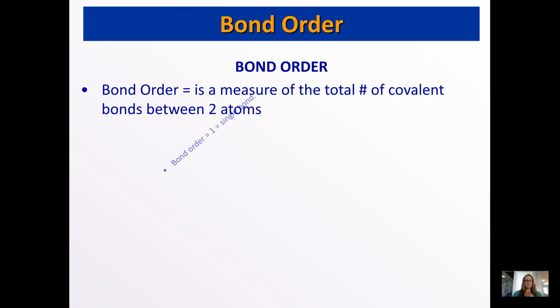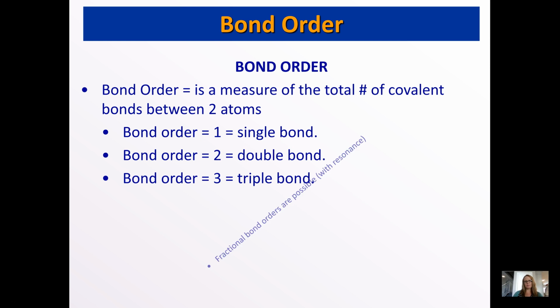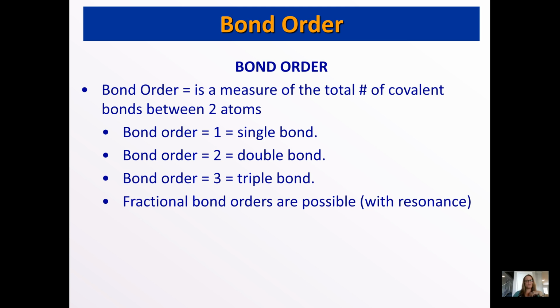For bond order, it's really straightforward. If you calculate it and it's 1, that means a single bond. If it's 2, it's a double bond. If it's 3, triple bond. And we don't have quadruple bonds, so be careful. And a thing to note is that when you have resonance, it's possible to have fractional bond orders.